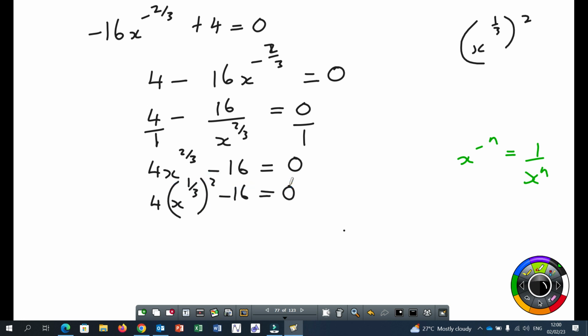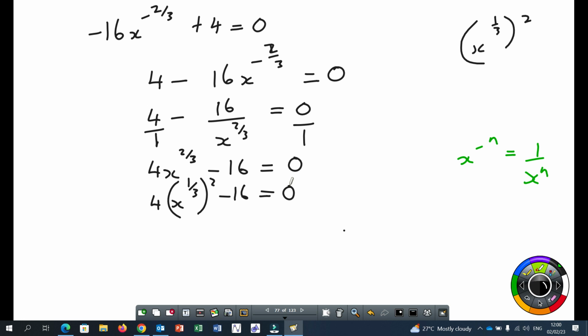Does the 4 not go in brackets? No, it can't be in brackets because the 4 is like a coefficient. The 4 cannot be in brackets. When you use a mark, yes, it will affect the whole question.